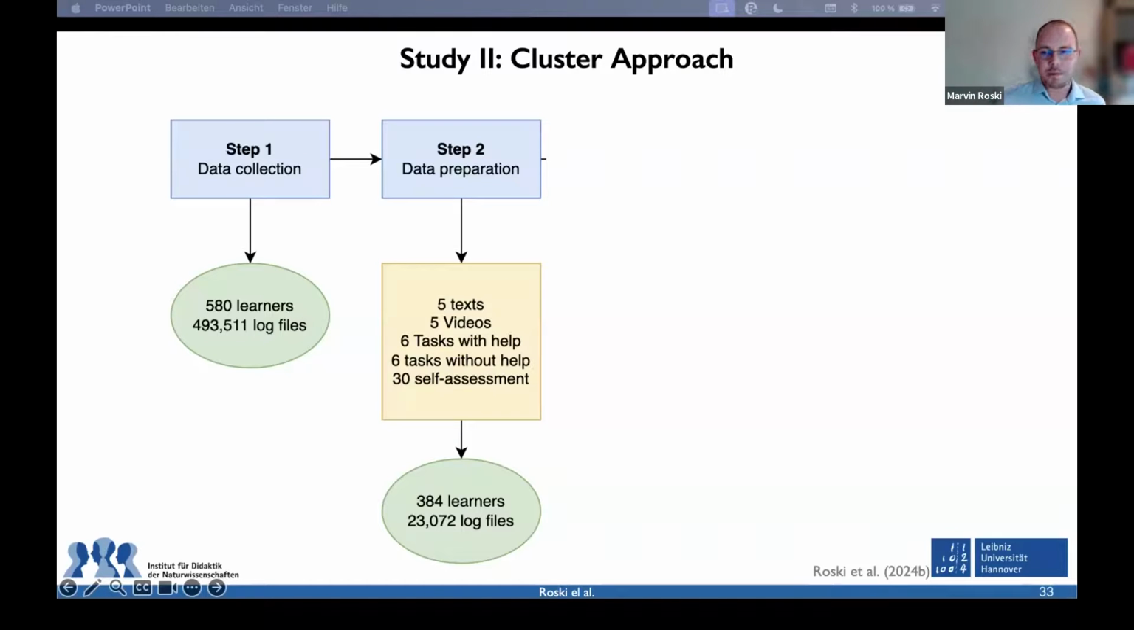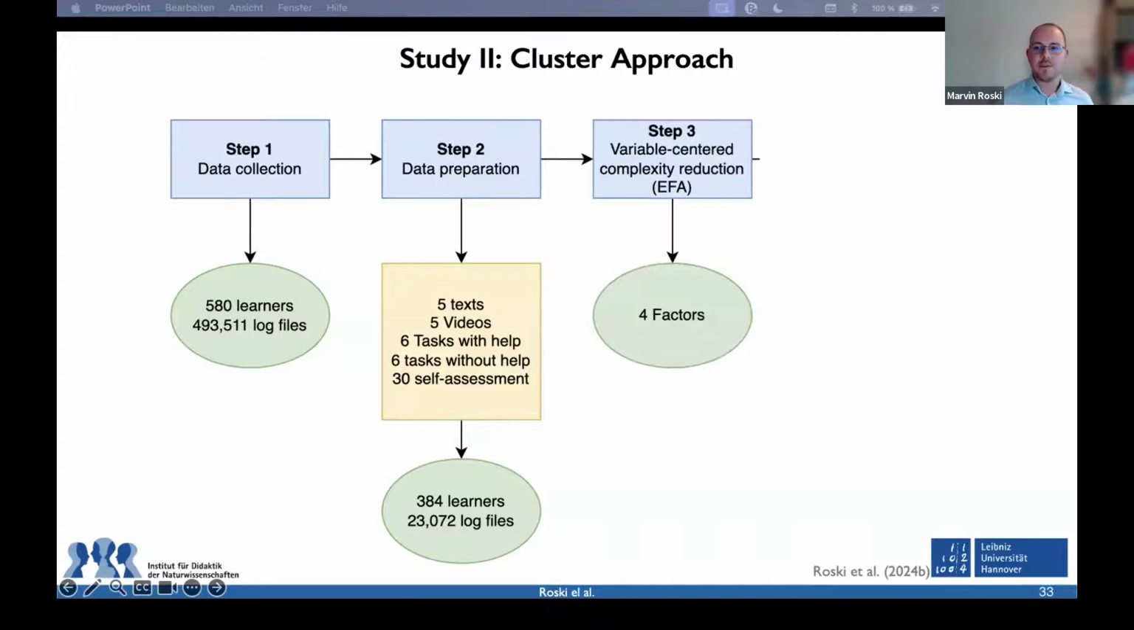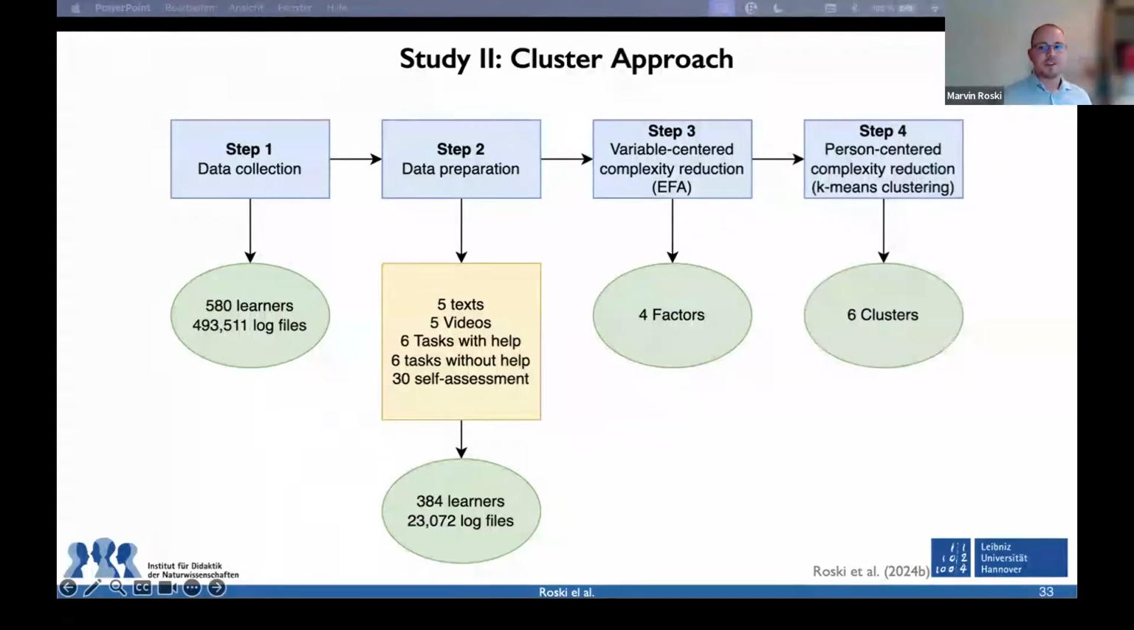In the third step, we use an exploratory factor analysis to reduce the complexity in a variable-centered way. And in the fourth step, we discovered 6 different clusters with k-means clustering.